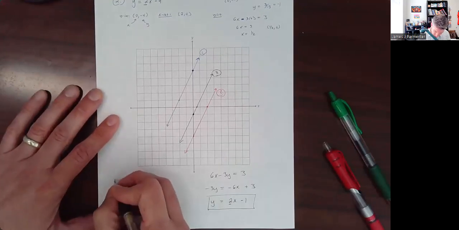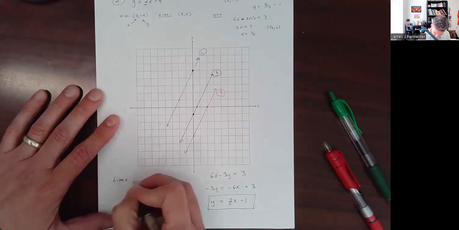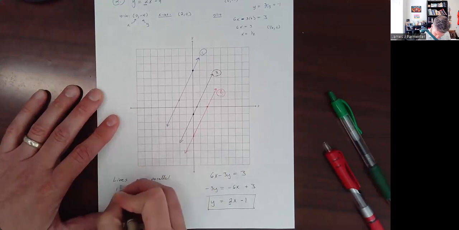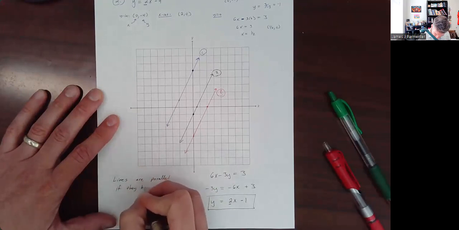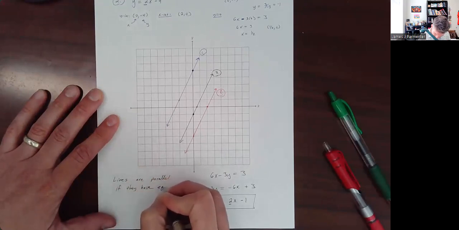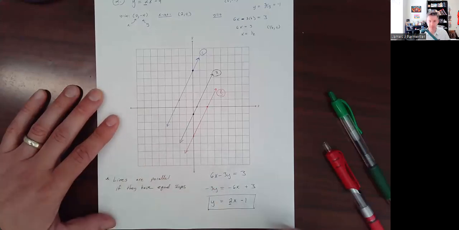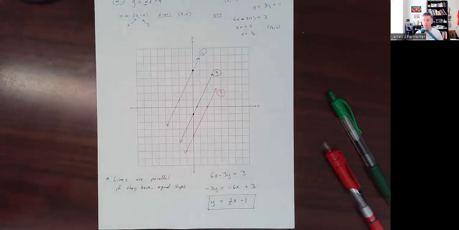So generally we say that lines are parallel if they have the same slope, or equal slopes. Okay, so parallel lines, same slope. If they don't have the same slope, they're not parallel.